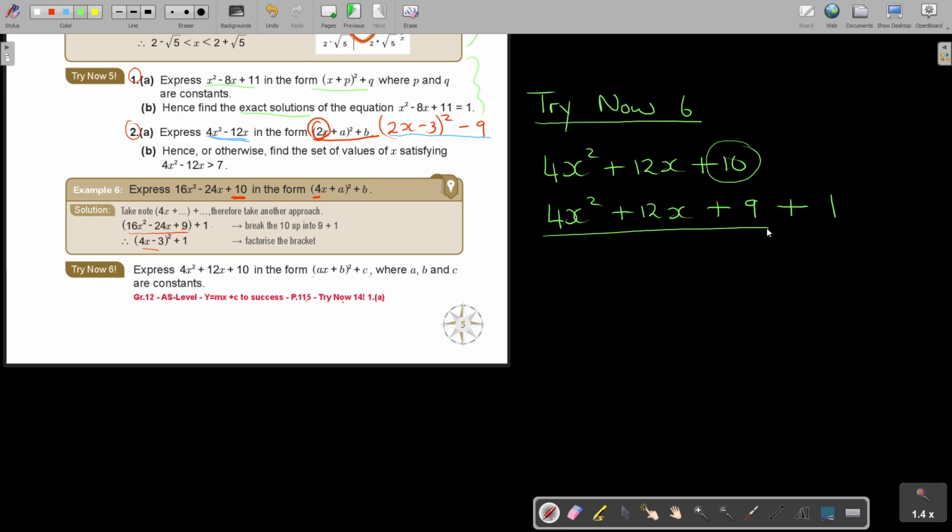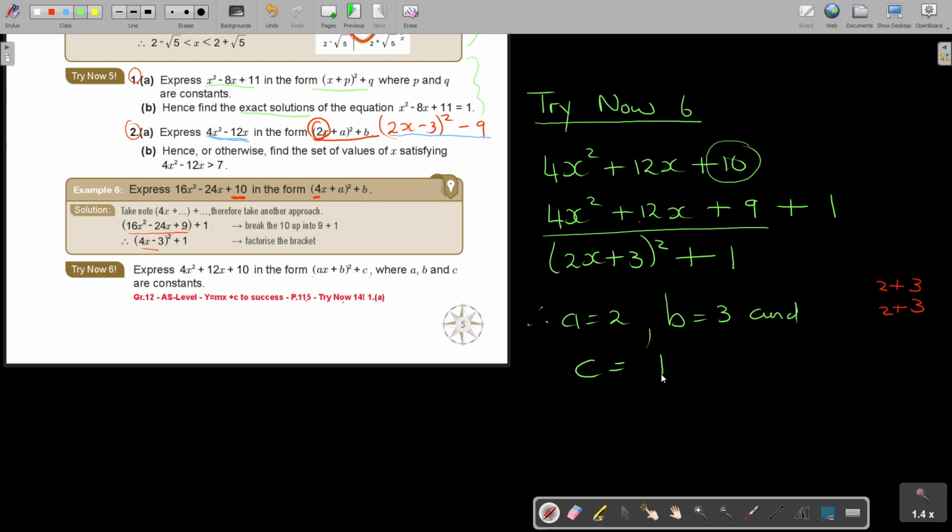Now, factorize that. So if you factorize that, it's going to be 3 and 3, and this is 2 and 2. And this is 6 plus 6, and that's 12. And the signs are the same, plus, plus. So basically, I'm going to get (2x plus 3) squared plus 1. And I can see, therefore, if they ask it, the value of a is 2, the value of b is 3, and the value of c is 1. And that's how I do it. So just take note, that's an example from the textbook.